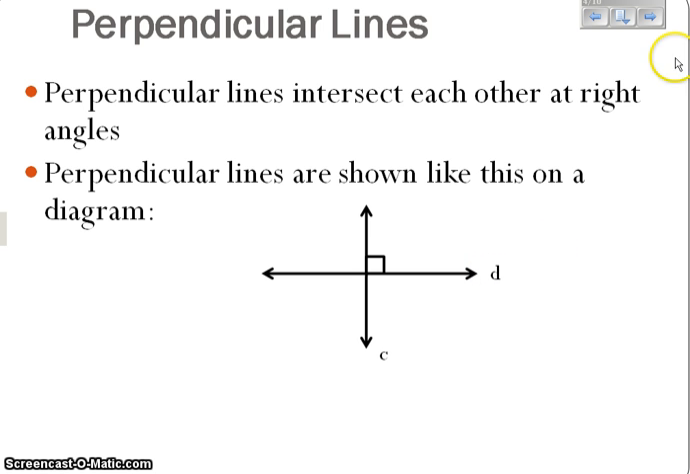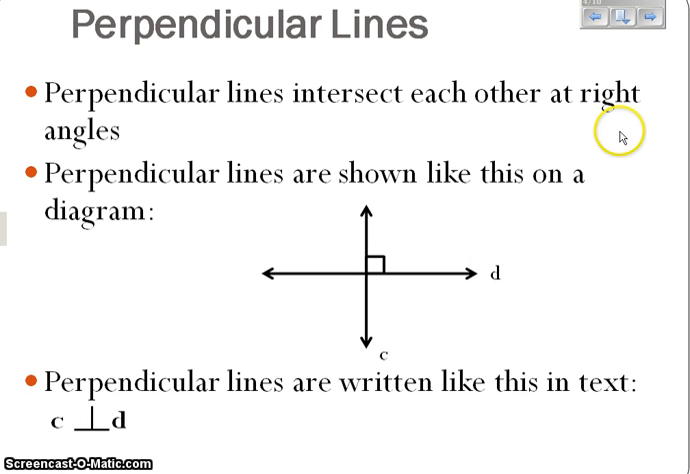To write that they are perpendicular in text, it would look like this: C and then a little upside down T to show that there are two right angles there that are made when they intersect, and then D. So line C is perpendicular to line D.